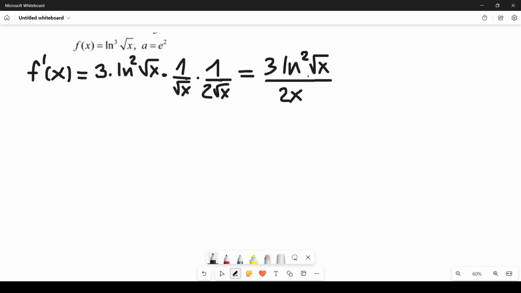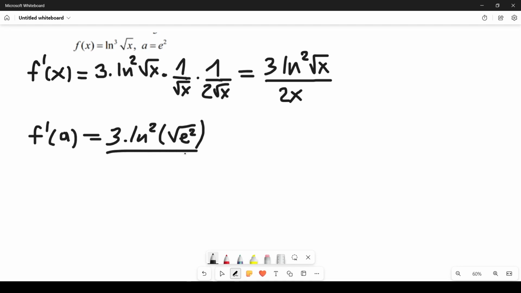Now what we have to do is replace the x with e squared, and rewrite that the first derivative of a, not x, sorry, is just 3 times the natural logarithm of the square root of e squared, which is just 2, over 2 times e squared.